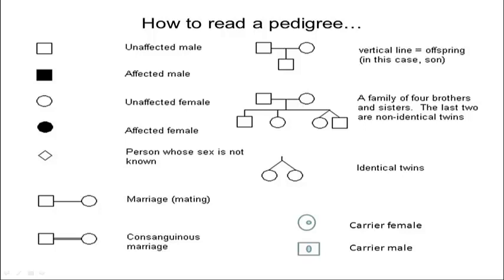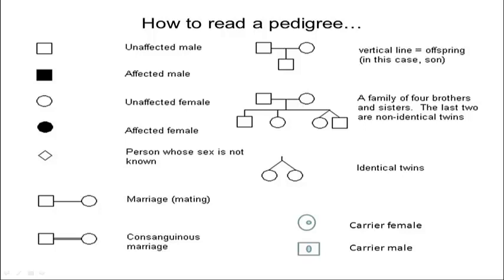If you see a vertical line, as we see in the upper right image, these are going to represent an offspring. And here we have a son denoted by a square. On the next image, we see an entire family, a father, a mother, and 4 siblings. We have 2 brothers and 2 sisters.